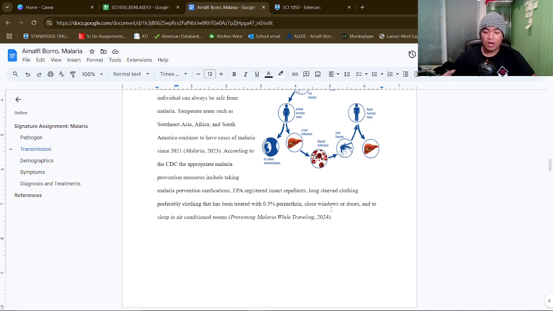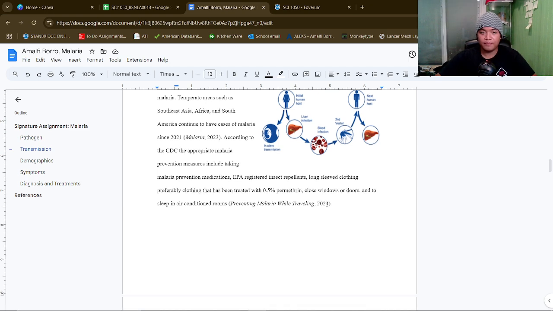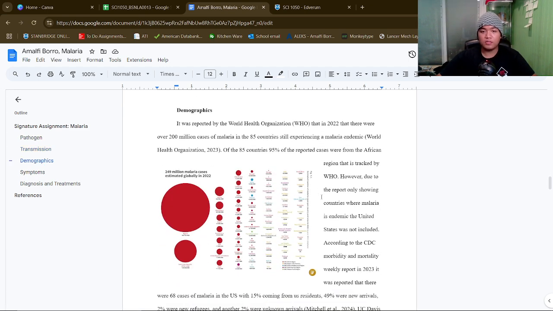However, since mosquitoes are the main transport for malaria, it's recommended. As for the demographics, who basically records cases in malaria endemic countries?